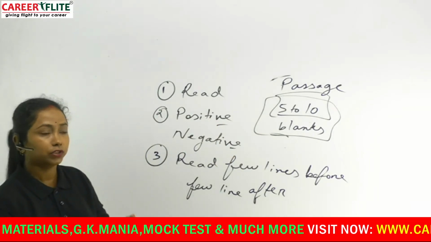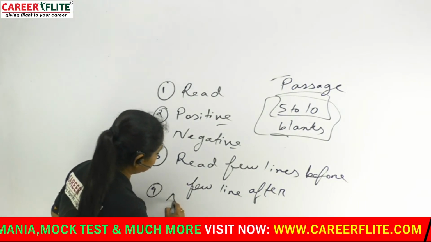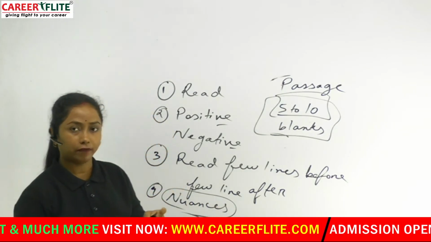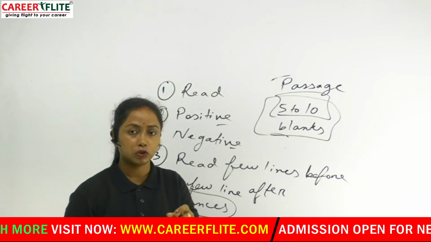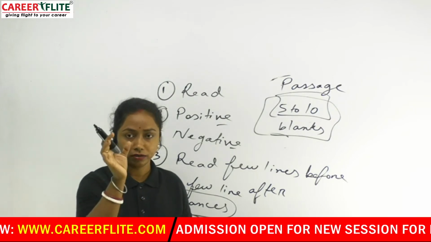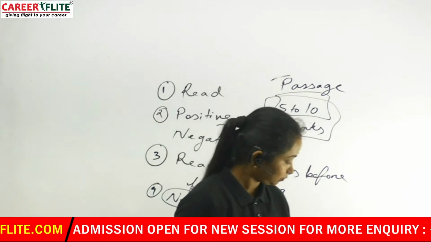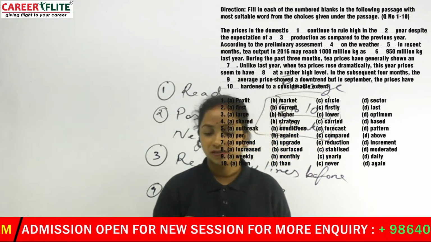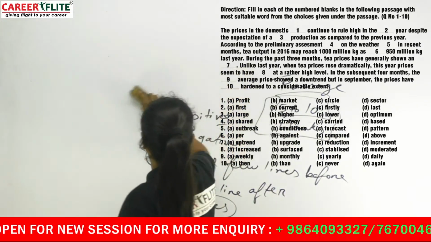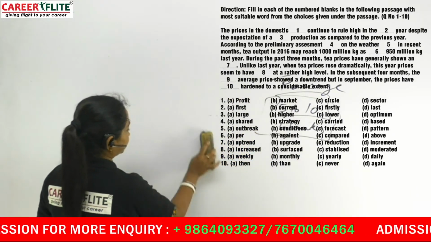Some more things: you can follow the grammar, and fourth are the nuances. Nuances means proximity. Some words will have exactly similar meanings, but from those words we have to go with the appropriate word. So basically you can think of it as a filler but in passage form. So let's go with the first question. Sometimes you may get a short passage, sometimes a long passage like this one, where you will have 5 to 6 blanks, and for each blank you will get 4 to 5 options.